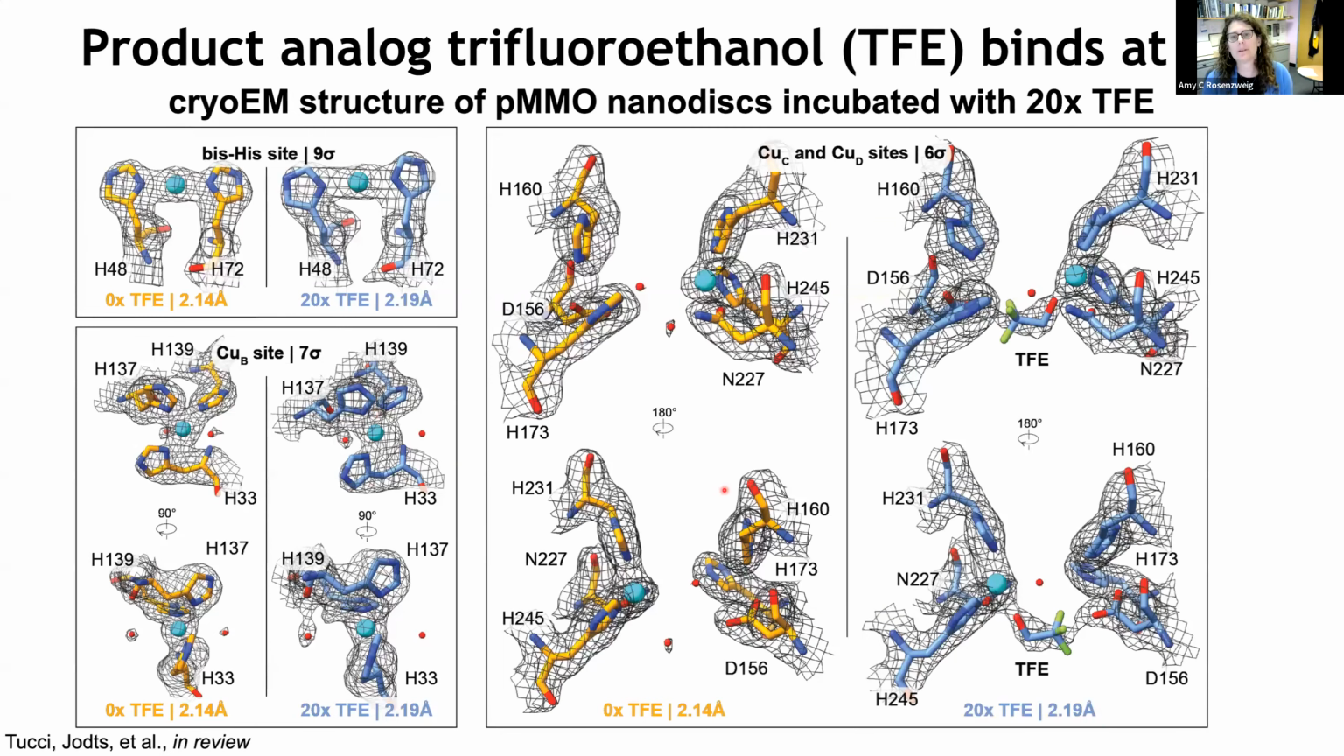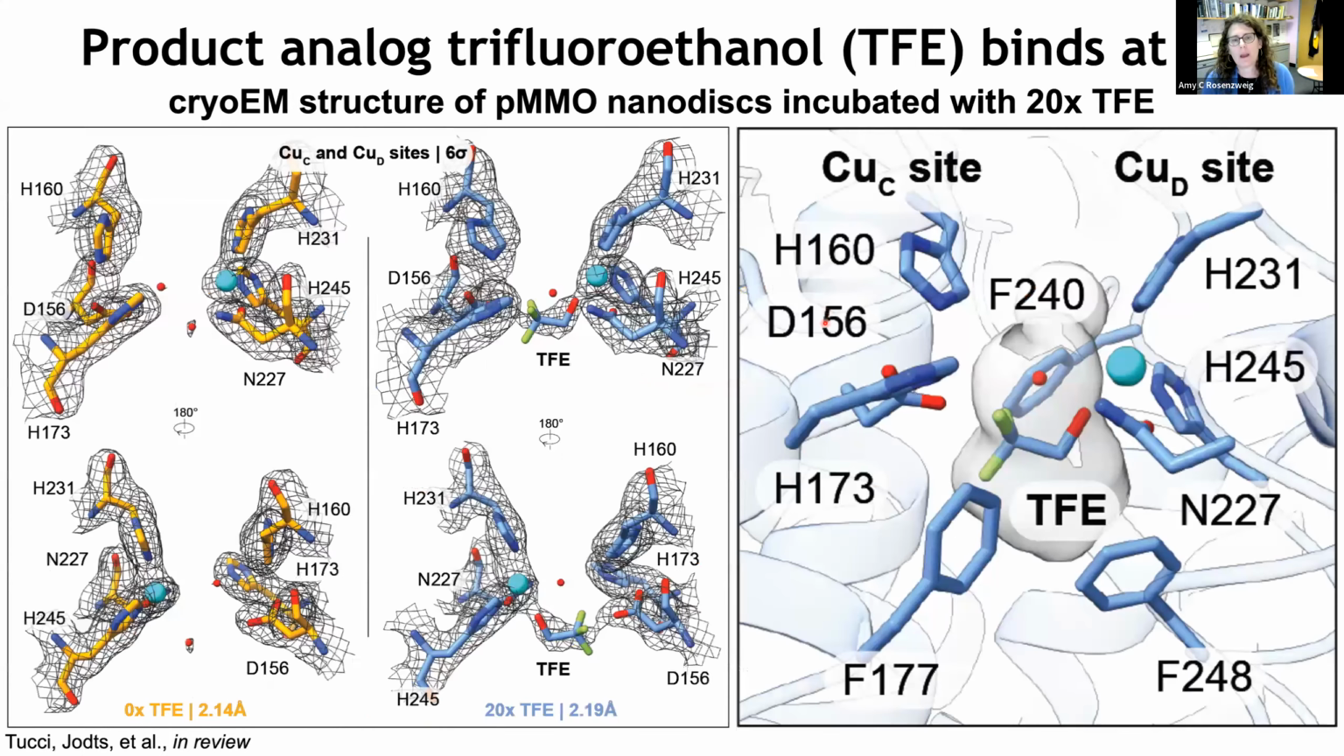What's shown here is a comparison of the copper C, copper D site region without and with TFE. With TFE, we very clearly see a new density that can be modeled with TFE binding to copper D with the fluorines about 5 angstroms away. Shown here is that hydrophobic pocket, and you can see that the TFE fits nicely into that region. So this is telling us that this product analog is binding here at the copper D site, and so this is pretty likely to be the active site of PMMO.